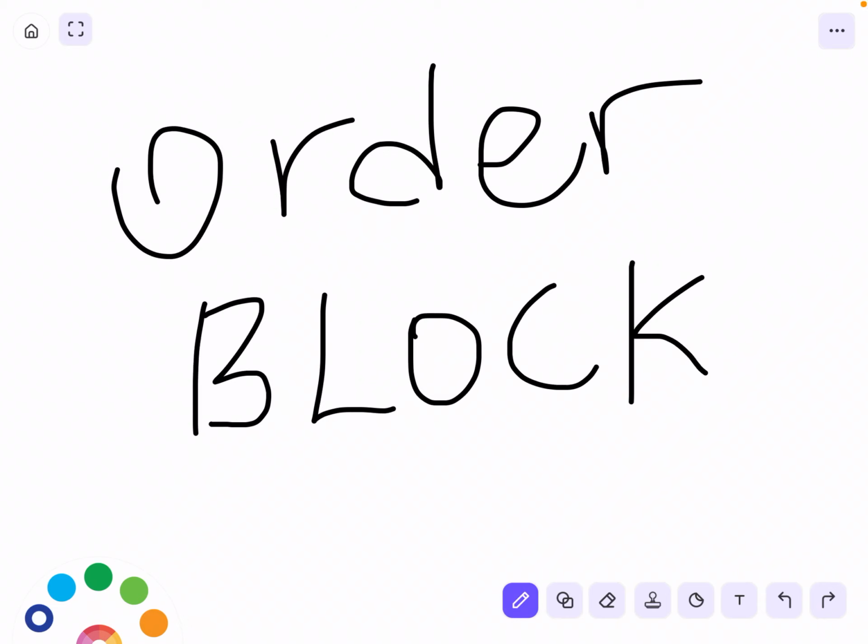How's it going? Today we'll be discussing order blocks. We'll be discussing how you can spot a valid order block, what the use of an order block is, what it is used for in the market, and why you as a trader need to respect order blocks.